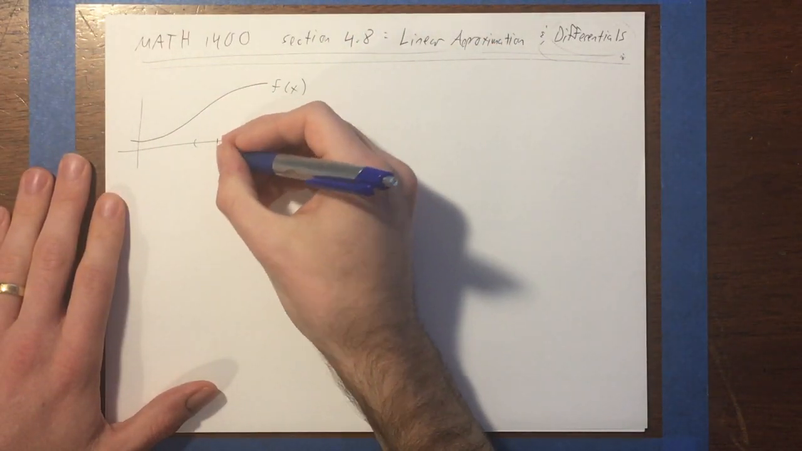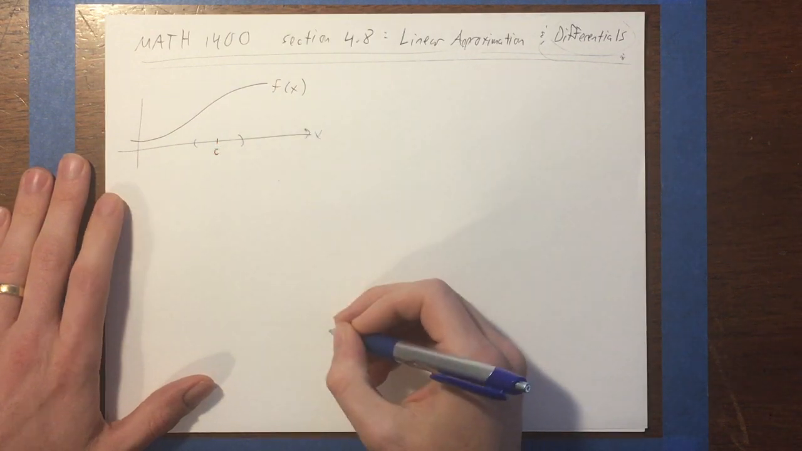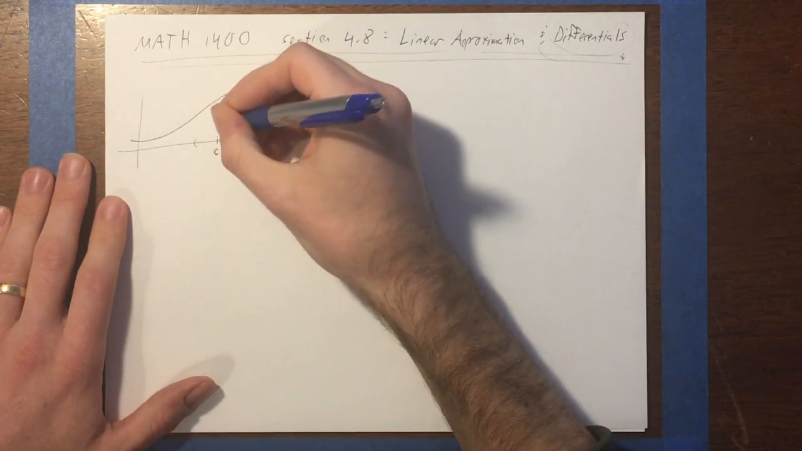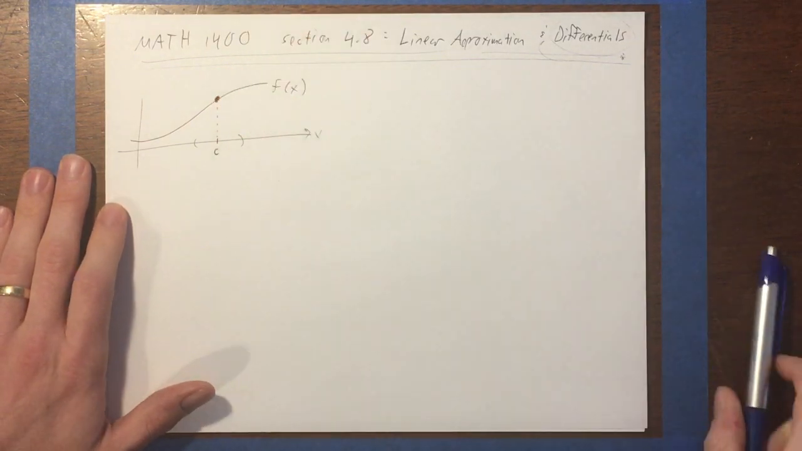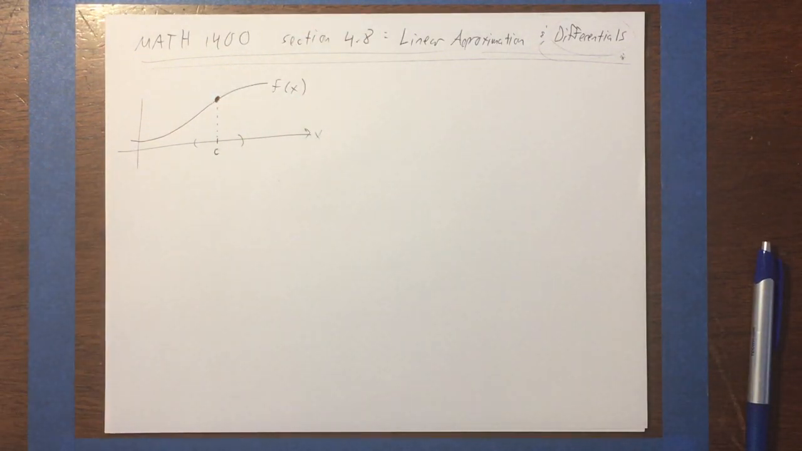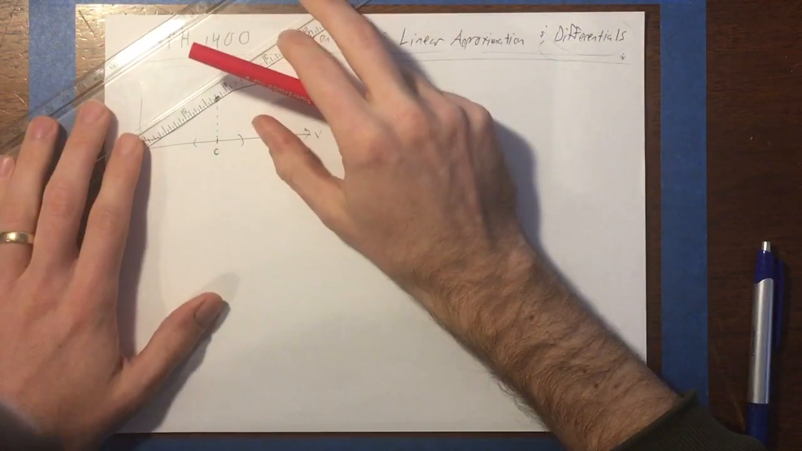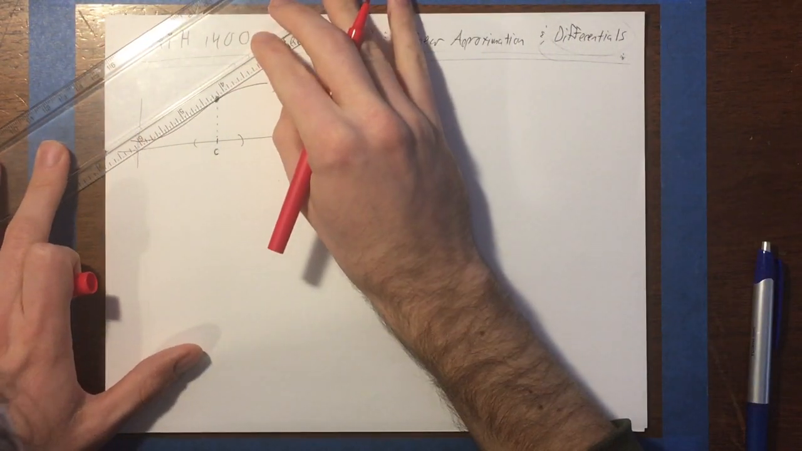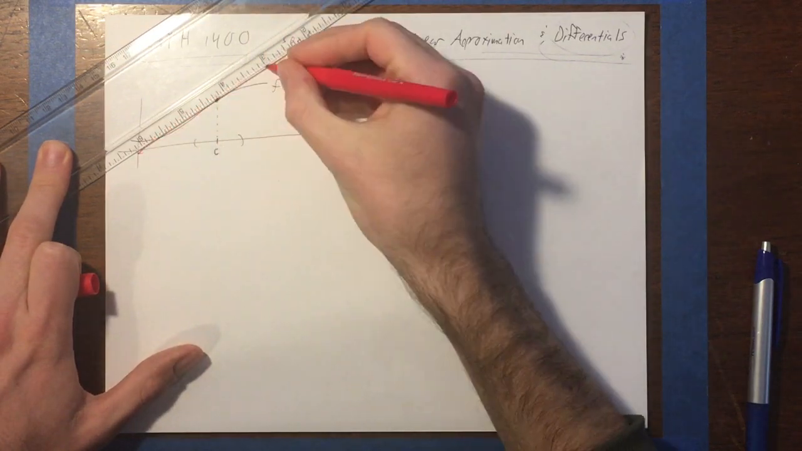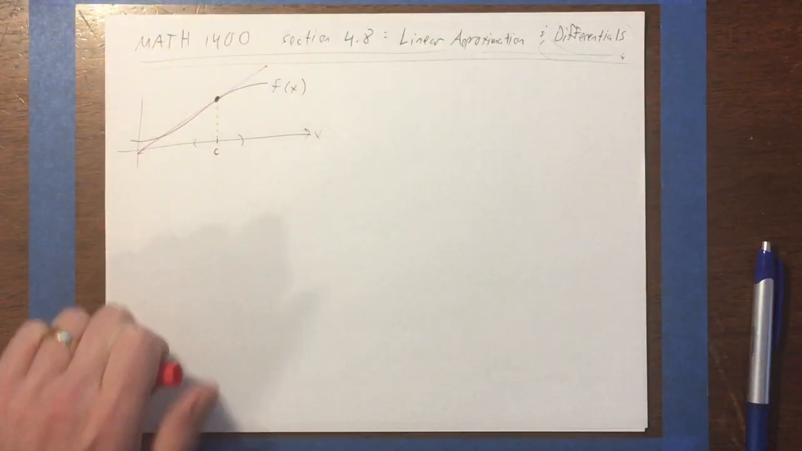Well, what you can do is pick a number in the middle of that range. We're going to call that c. Look at the point on the function right there, and then find the equation of a tangent line. Let me grab my ruler here. Let's find the equation of a line tangent to this function at that point.